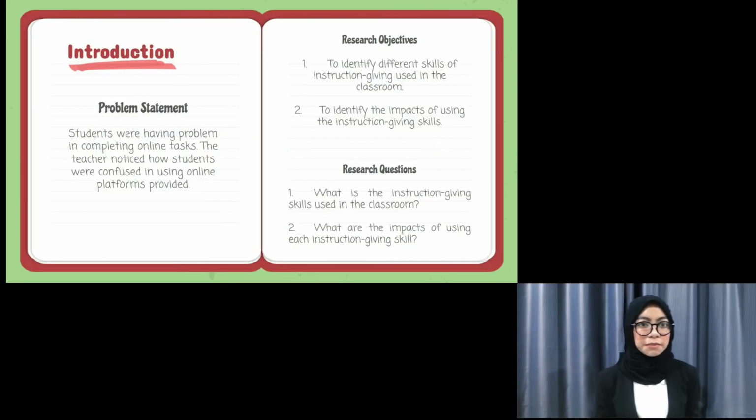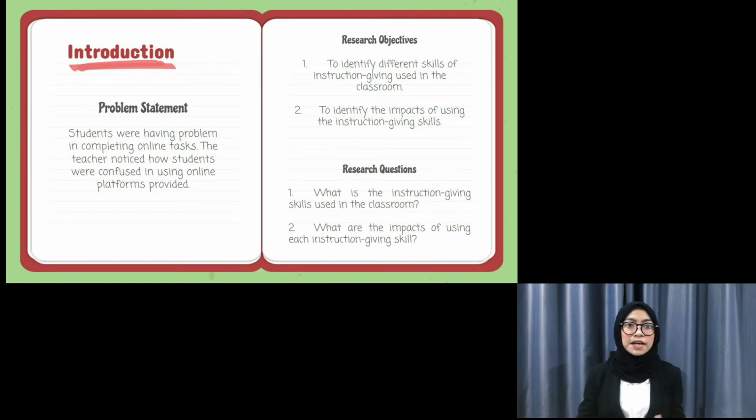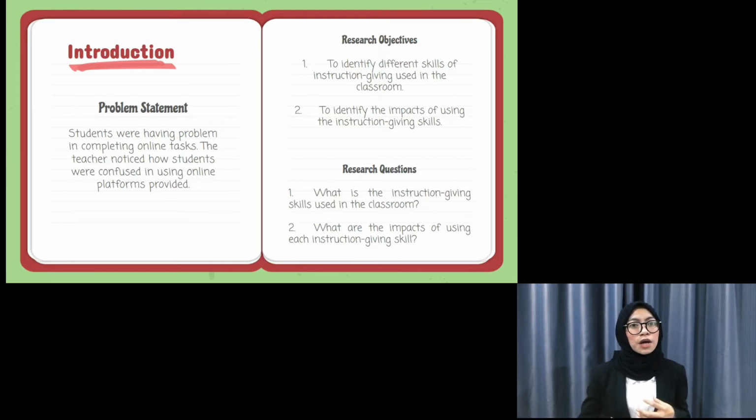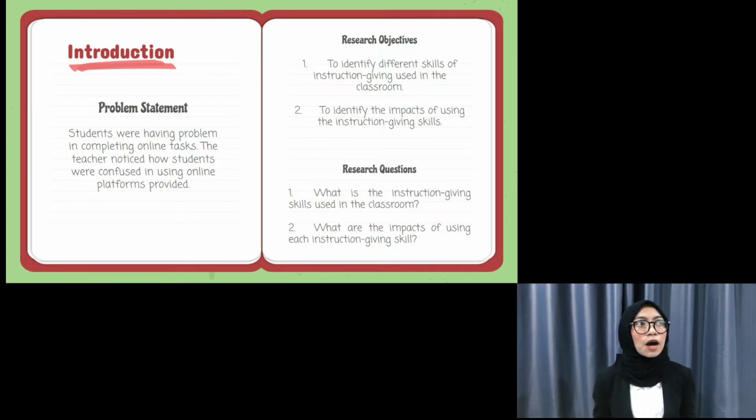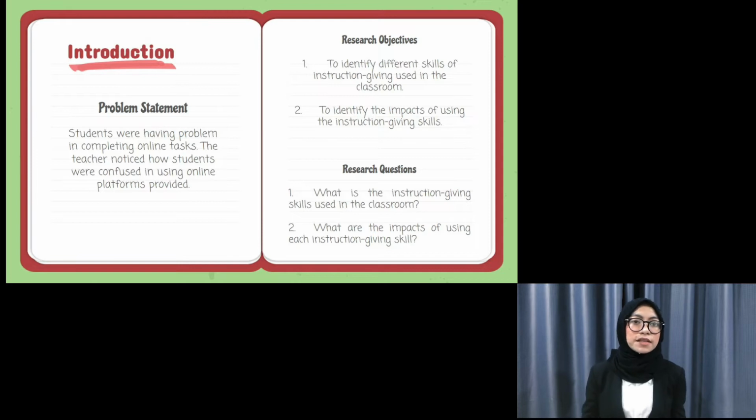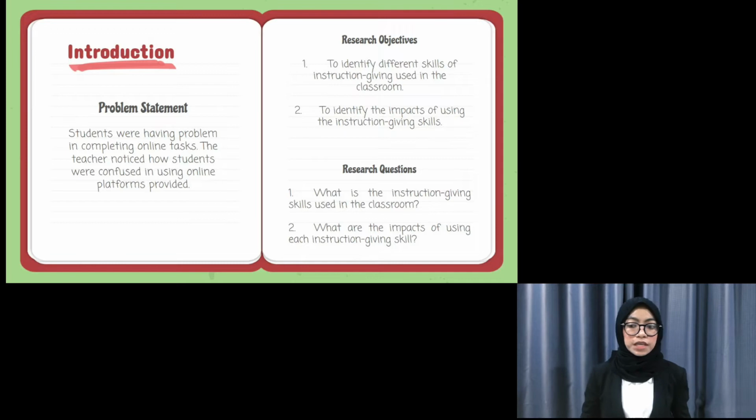For the problem statement, the problem that I identified during my lesson is that the students were having problems completing online tasks using online platforms. I noticed how they were having problems in handling the platform itself. I believe that the instruction plays a huge role here, which is why I am here to investigate the use of instruction giving skills during my class.